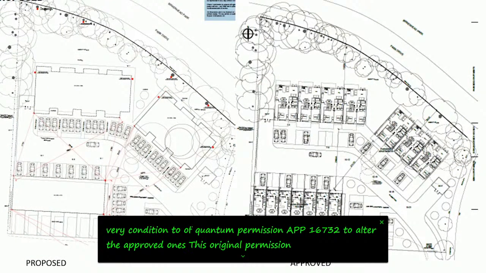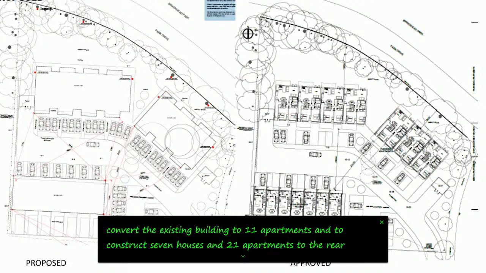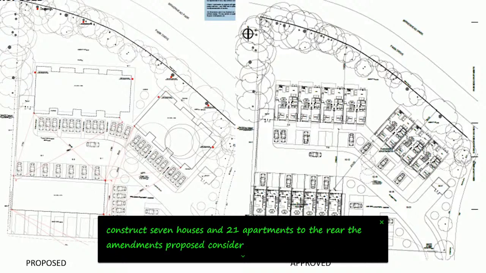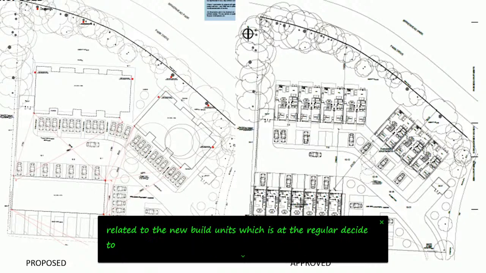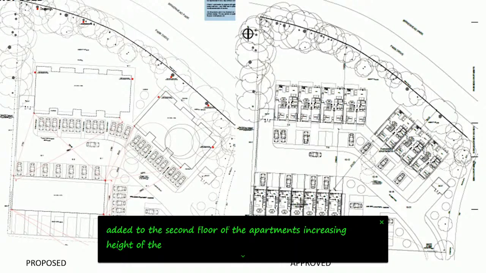The original permission proposed to convert the existing building into 11 apartments and to construct 7 houses and 21 apartments to the rear. The amendments proposed are considered relatively minor and relate to the new build units at the rear of the site adjacent to Birkenhead Park. The changes include a new terrace added to the second floor of the apartments, an increase in height of the apartments by 0.7 metres, and some window and elevational changes.